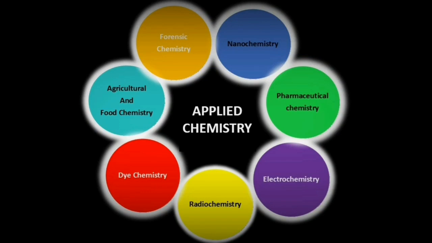Children, in last class we have discussed nanochemistry, pharmaceutical chemistry and electrochemistry. In today's class, we are going to learn remaining branches of applied chemistry in detail.